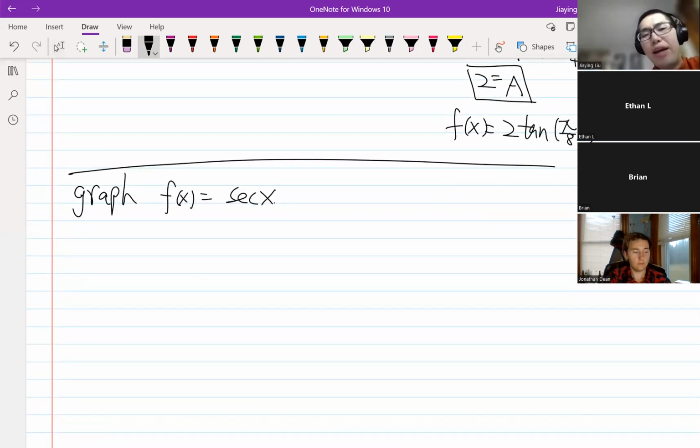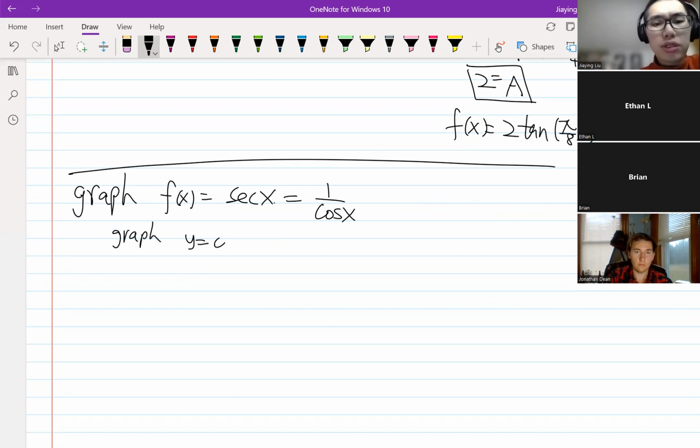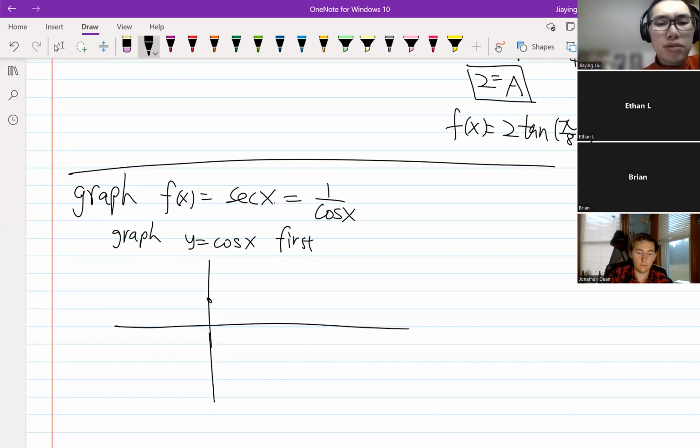Now, in order to graph f of x equals secant x, the easiest way is to graph the cosine function first, because recall that secant x is 1 over cosine x. So we're just going to take the reciprocal of cosine x. Let me graph y equals cosine x first. That starts at the maximum, goes down to the lowest, goes back to the midline, goes to the maximum, and comes down again, and continues.